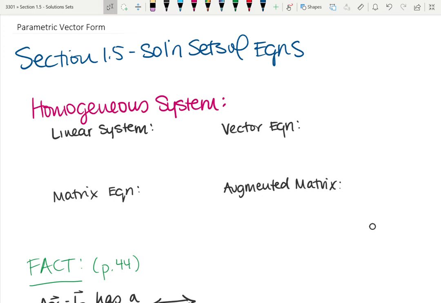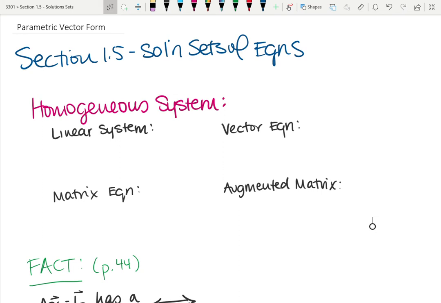Hello, linear algebra. Today we are going to be talking about some material from section 1.5, solution sets of equations, specifically parametric vector form. So what I want to do before we get to parametric vector form is just remind ourselves what a few things in this section are.